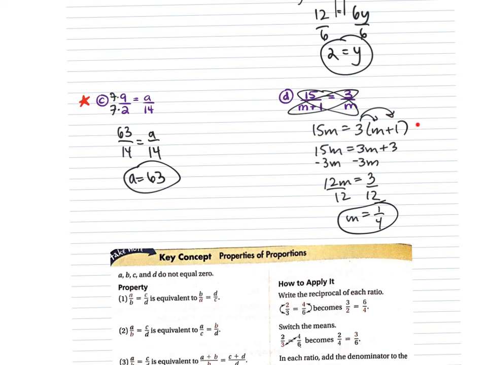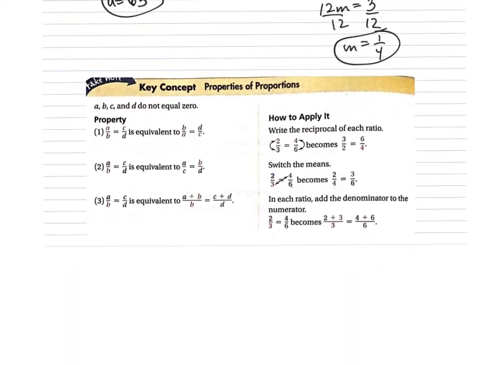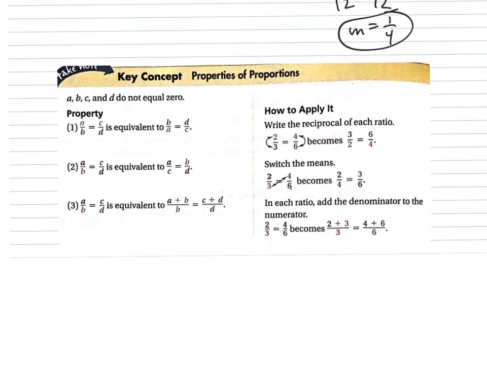Here you just distribute and then get your m's on the same side, and then m should be 1/4. Okay, and then the last concept here is properties of proportions.